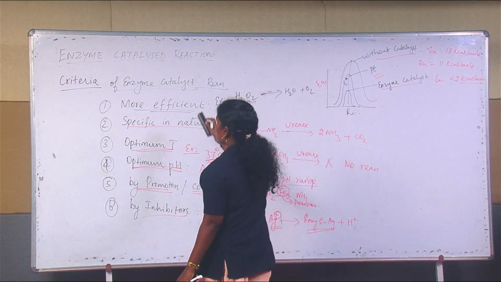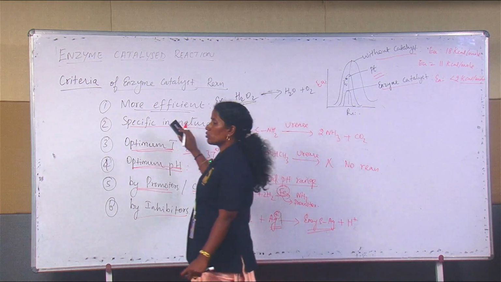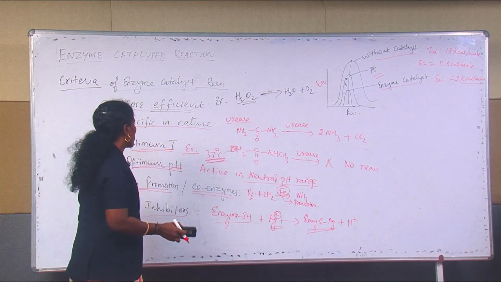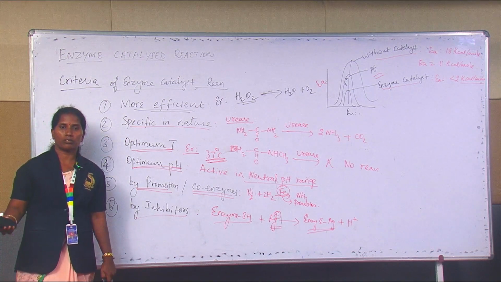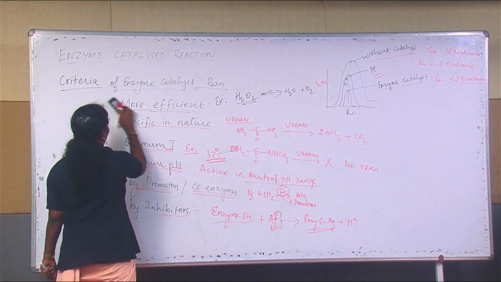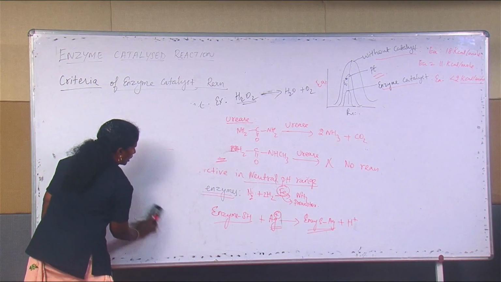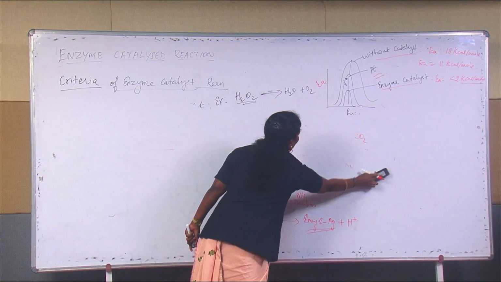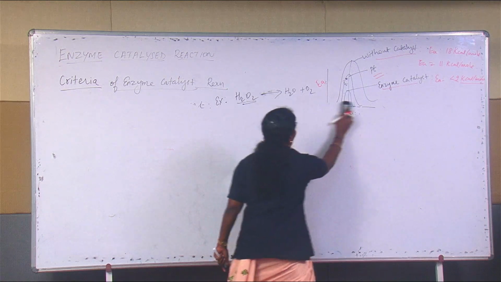Okay, so these are the basic important criteria of enzyme catalyst reactions. First, enzyme catalyst reactions are more efficient and more specific in nature. The rate of reaction is maximum at optimum temperature and maximum at optimum pH. The rate of reaction is activated by using promoters or coenzymes, and the rate of reaction is inhibited by adding an inhibitor. So these are the basic characteristics of enzyme catalyst reactions.